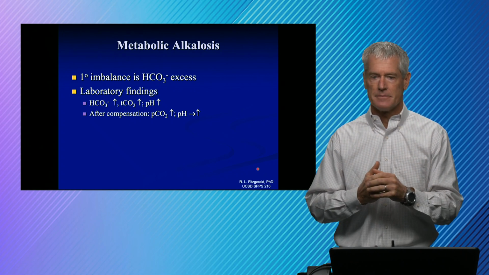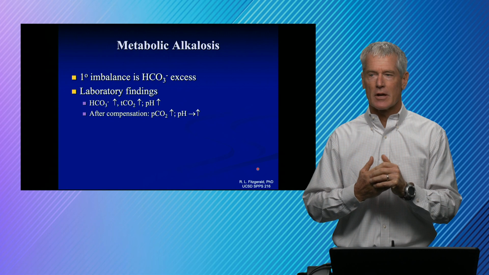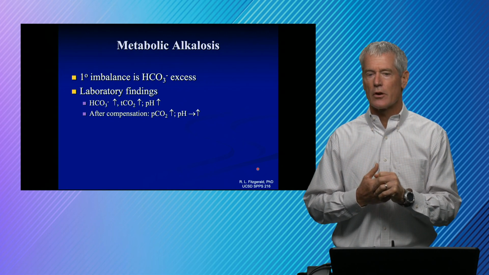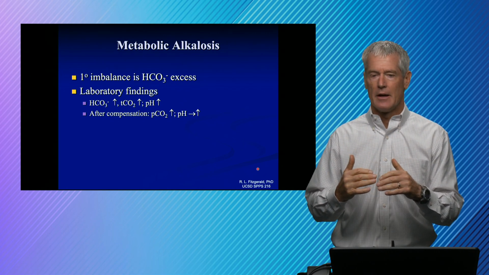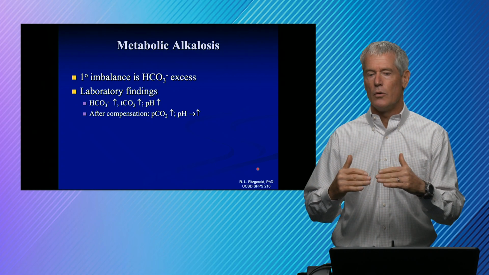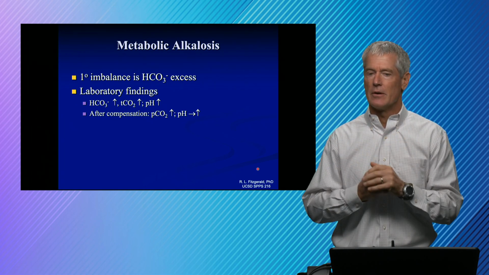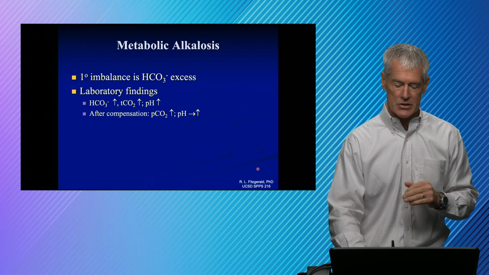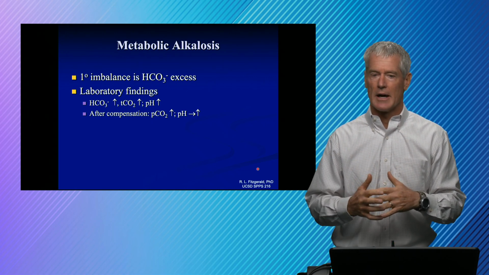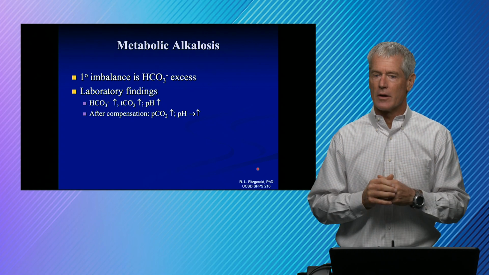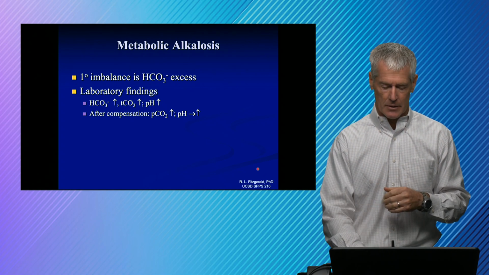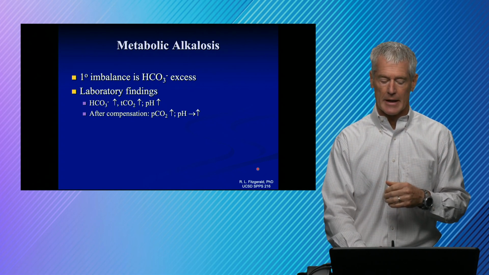That's by definition. And after compensation, you're going to decrease your respiratory rate so that you retain PCO2 to, again, try to maintain a 20-to-1 ratio of bicarb to CO2. pH is going to be trying to normalize, and depending on if you can fully compensate or not, it will either be normalized or a little bit high.